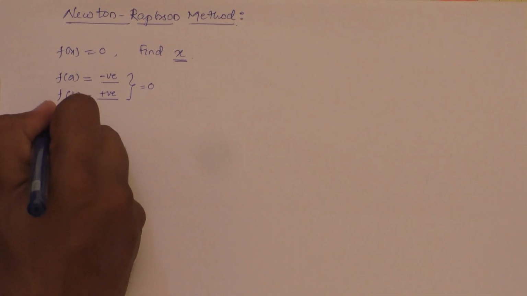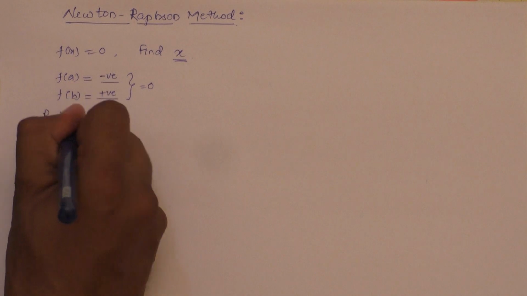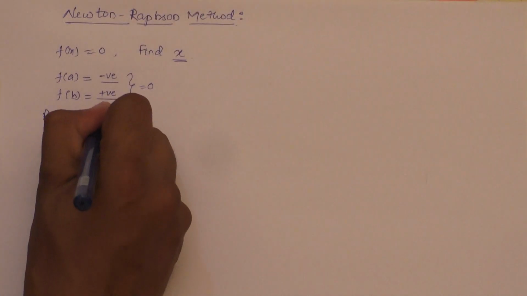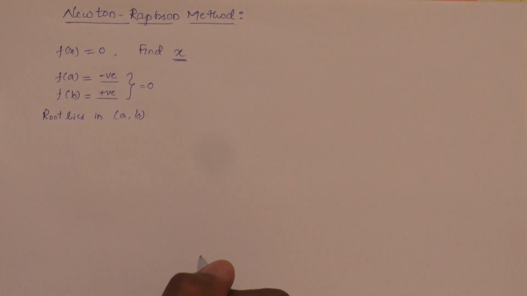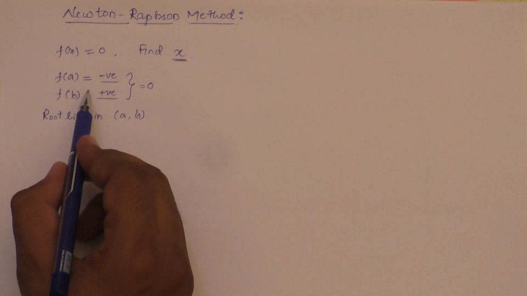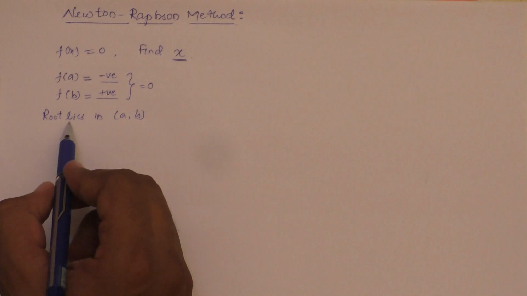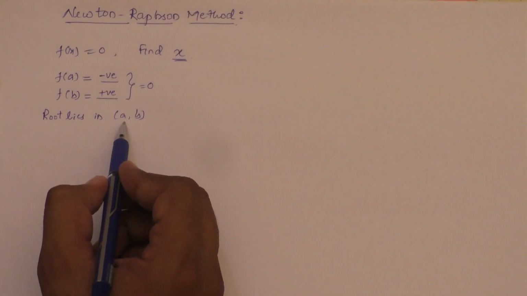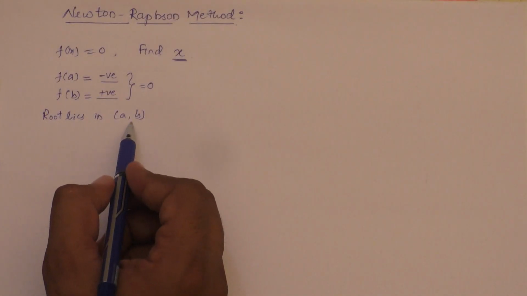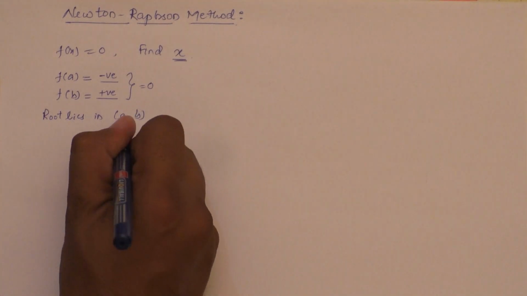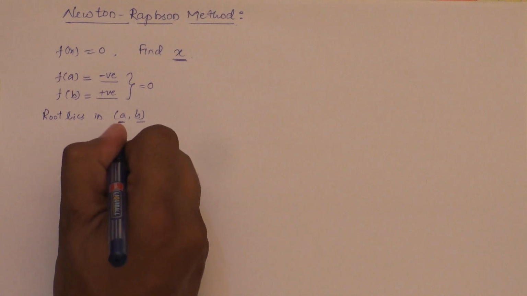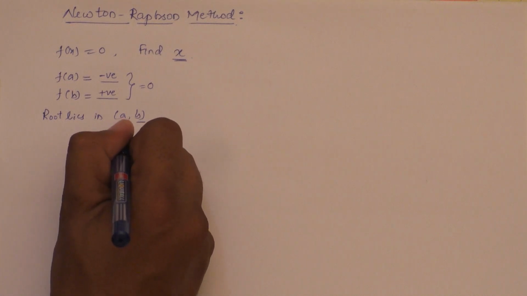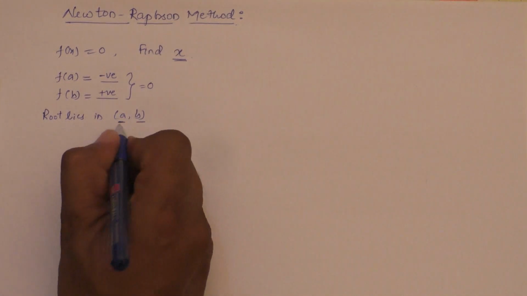So the root lies in a comma b. So when one value is leading to negative and another is leading to positive, then we say the root lies between a and b in this interval. So again compare these values. Whatever the f of a, f of b, compare these, which one is near to 0.